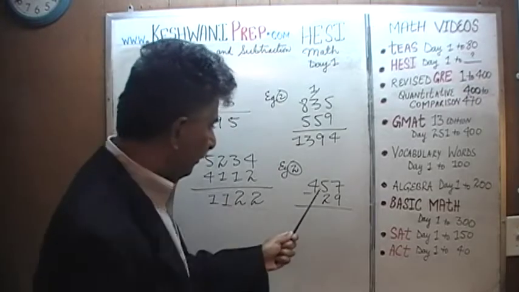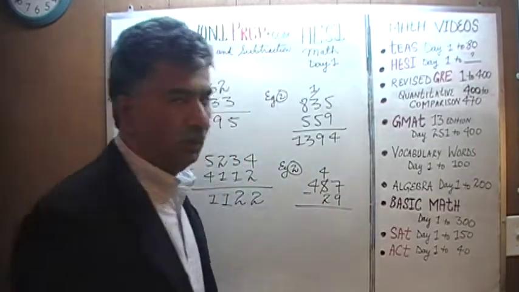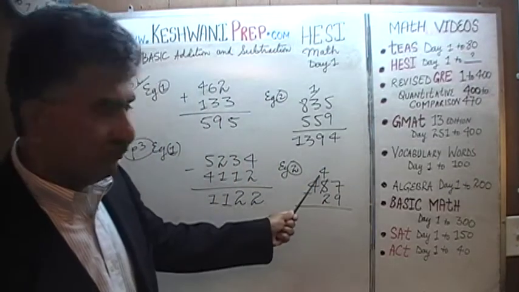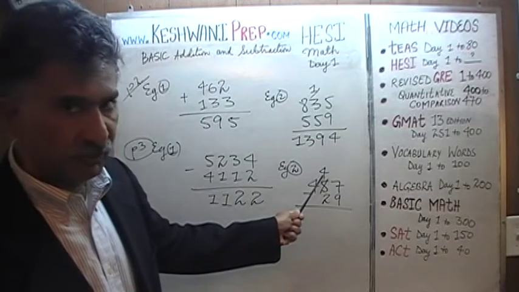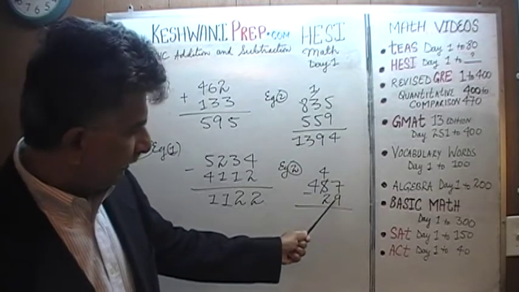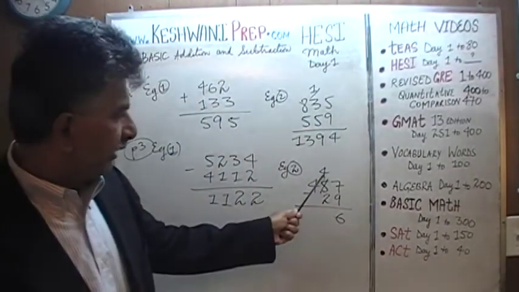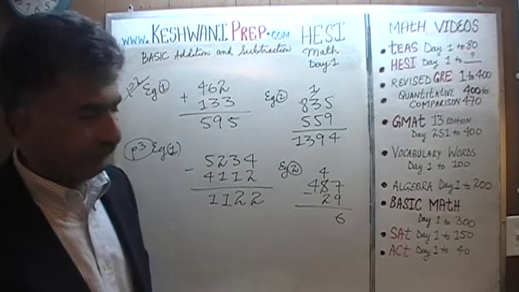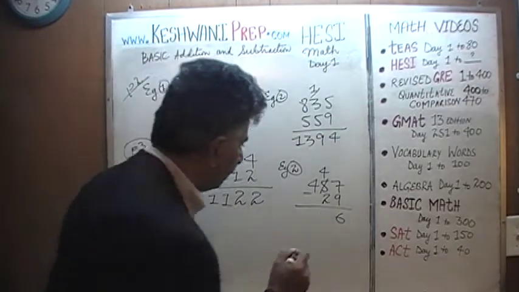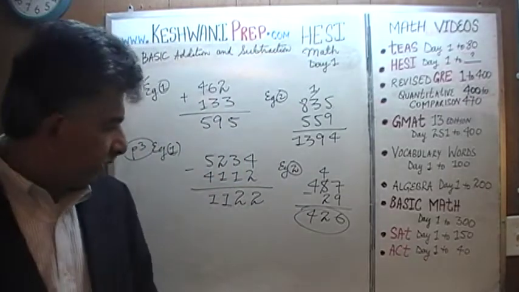And as soon as you borrow one from this guy, it becomes 4. Cross it out and put a 4 on top of it to remind yourself. This is not carry 4. This 5 became a 4. That's what that is. So now he borrows 10 and he becomes 17. 17 minus 9 is 6. Now remember, this guy is no longer 5. He became 4 because he gave 10 to this guy. So now 4 minus 2 is 2. And then finally 4. Straightforward, simple.